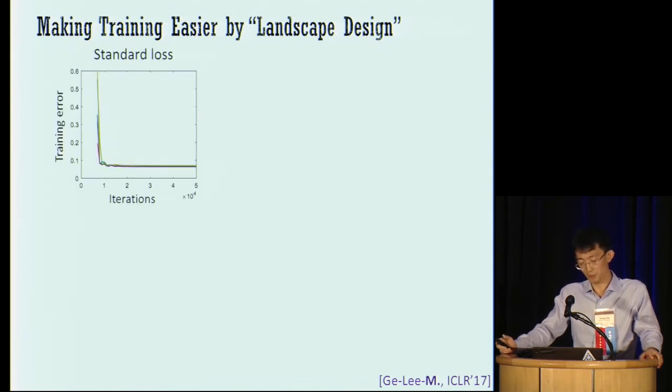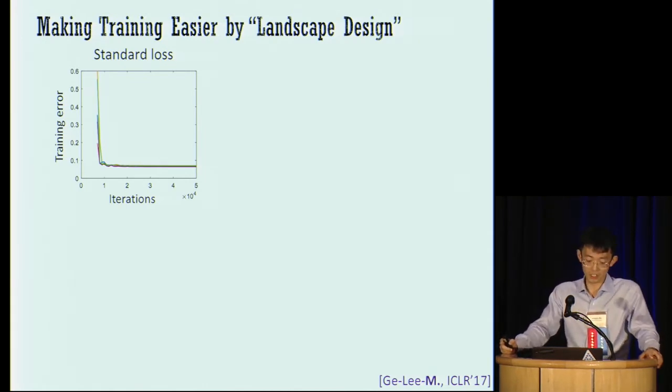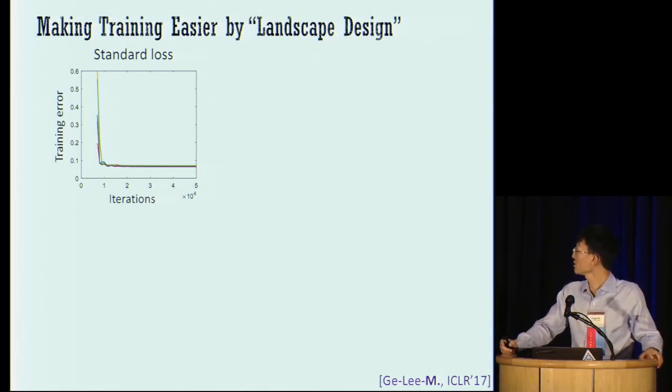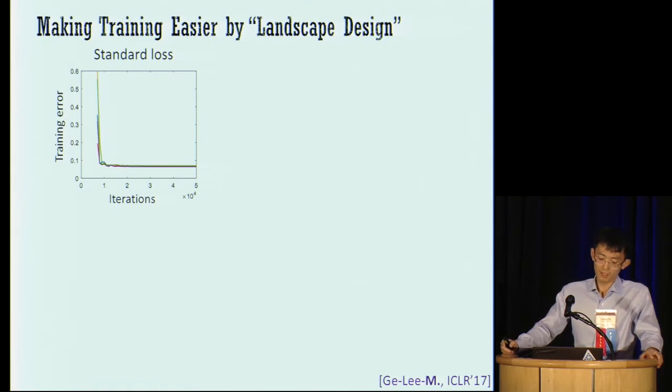This is a two-layer network. We train a two-layer network with the standard algorithm and standard loss, and this is the plot of the training error versus iteration. On the x-axis, I have the number of iterations. On the y-axis, I have the training error. And you can see that in this standard case, the training error drops very fast at the beginning, and then the training error plateaus around 0.1. And it just stops improving.